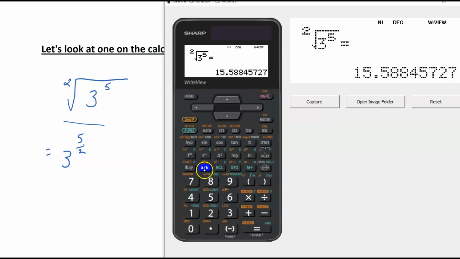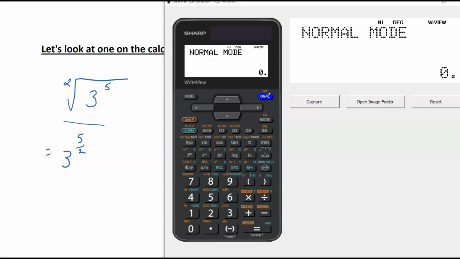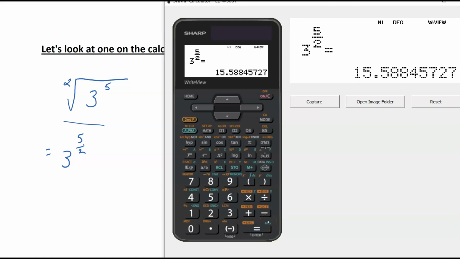To use this fraction key, let's clear it. We're going to enter the base 3, and we will raise it to the power of 5 halves, so I'm going to do 5 a over b 2. So it's now 3 raised to the power of 5 halves. Let's press the equal sign. Same number, roughly 15.6.